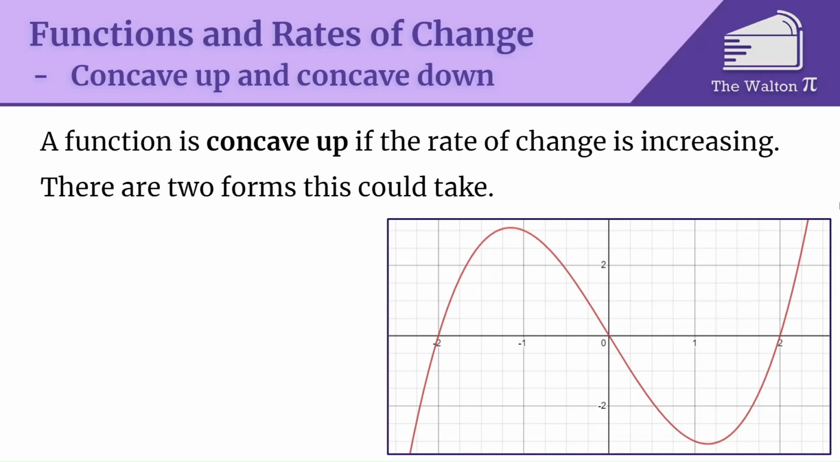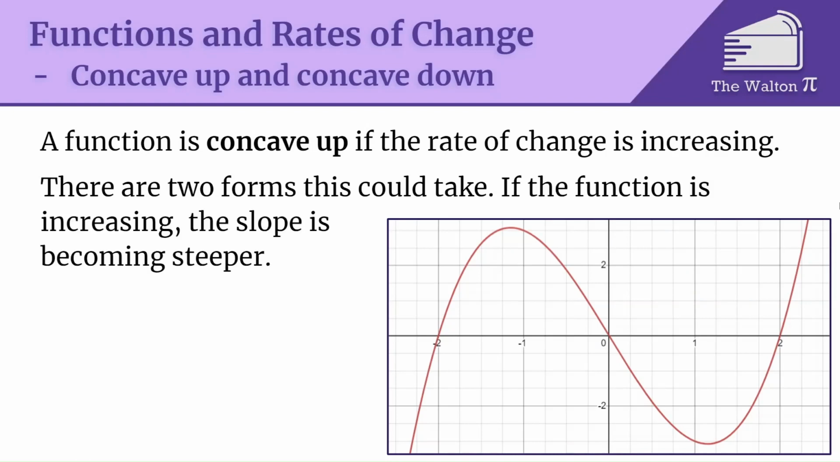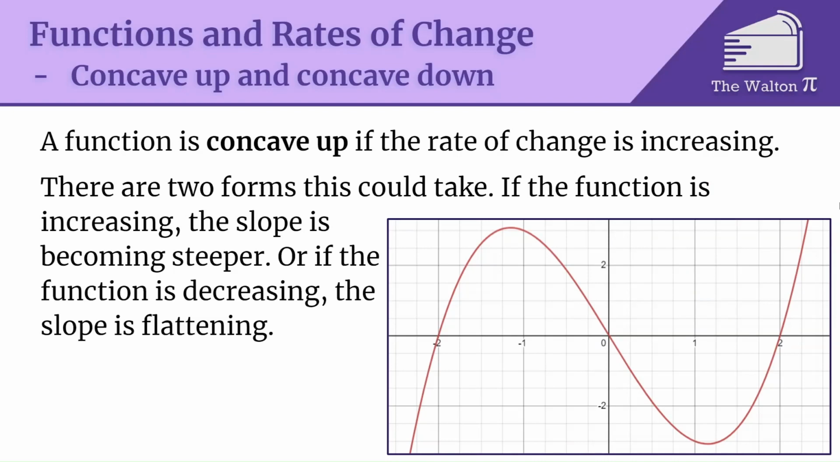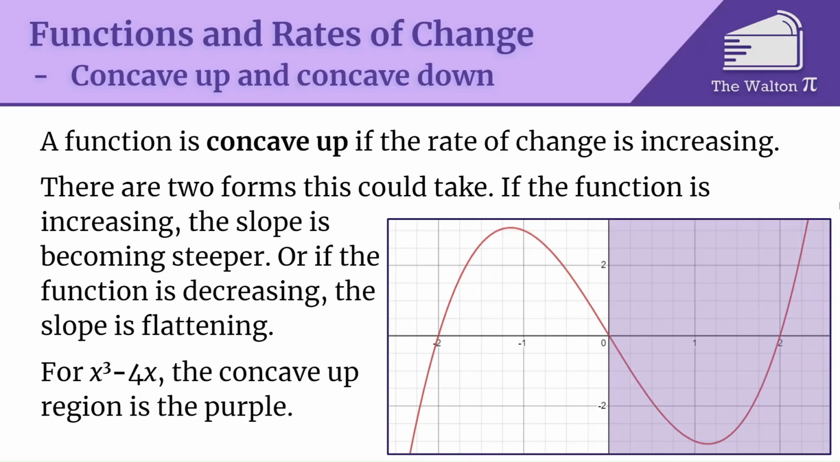So there are two ways that this could take. One, if the function is increasing, then the slope is getting steeper. It's increasing more and more and more. Or if the function is decreasing, the slope is flattening. So here, the region that is shaded in purple is concave up. For example, right here, it's decreasing, but then as we move forward, it's decreasing less and less and less as we move on. And then over here, it's increasing, and as we move further and further, it's increasing more and more and more. So that is where it is concave up.